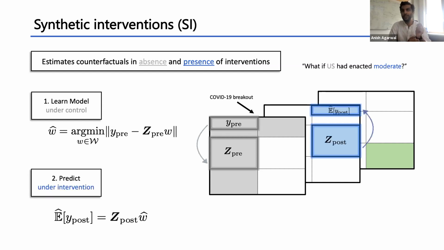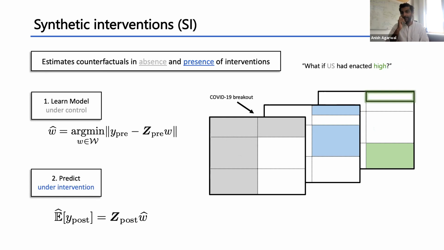Now we look at the post-intervention data of the countries that went under the blue intervention. We're going to call that Z post. We take Z post and W hat, multiply them together, and that gives you the counterfactual for the US under moderate mobility restriction. And that's exactly what we did to produce the synthetic trajectories of the US under the gray, blue, and green in the preceding section.